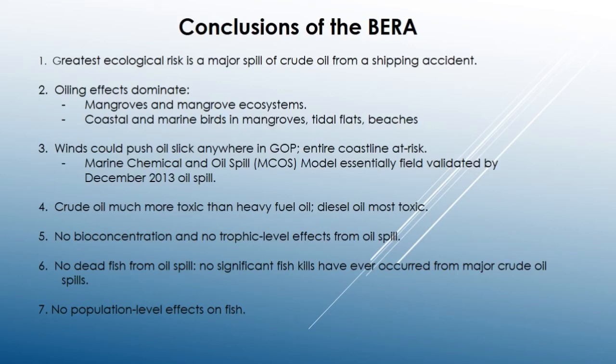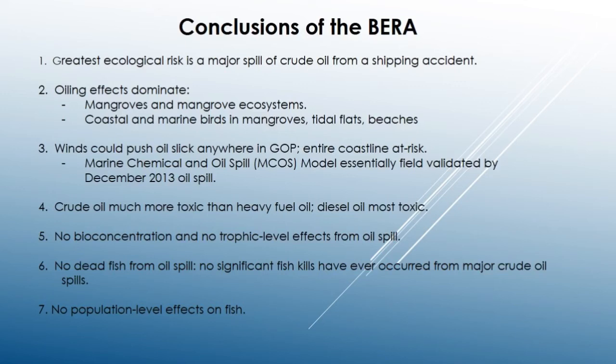Coastal and marine birds, including the scarlet ibis and dozens of other species of wading and coastal birds in mangroves, tidal flats, and beaches, are greatly at risk to oiling. Wind speed and direction during an oil spill event control the movement of the oil slick. This means that depending on the winds following an oil spill, the entire Trinidad Gulf of Paria coastline is at risk.